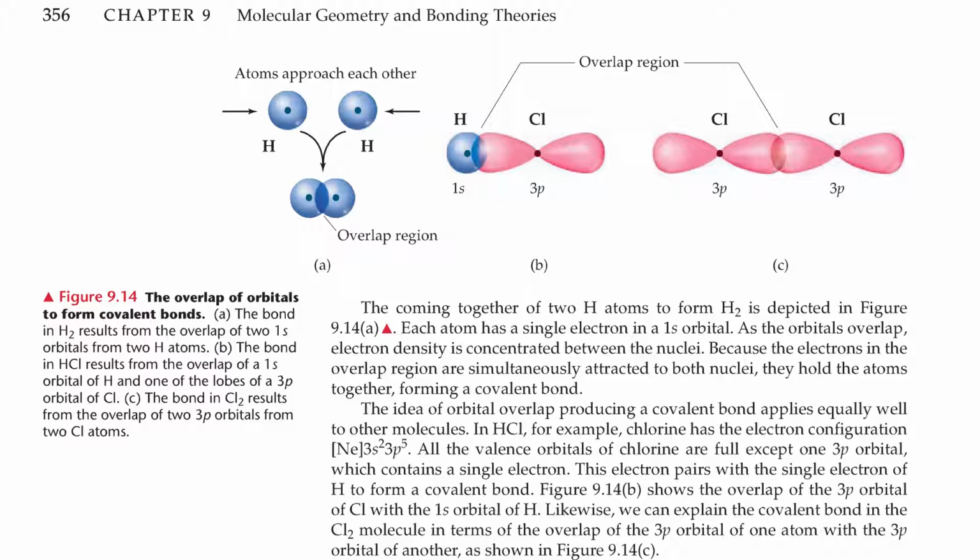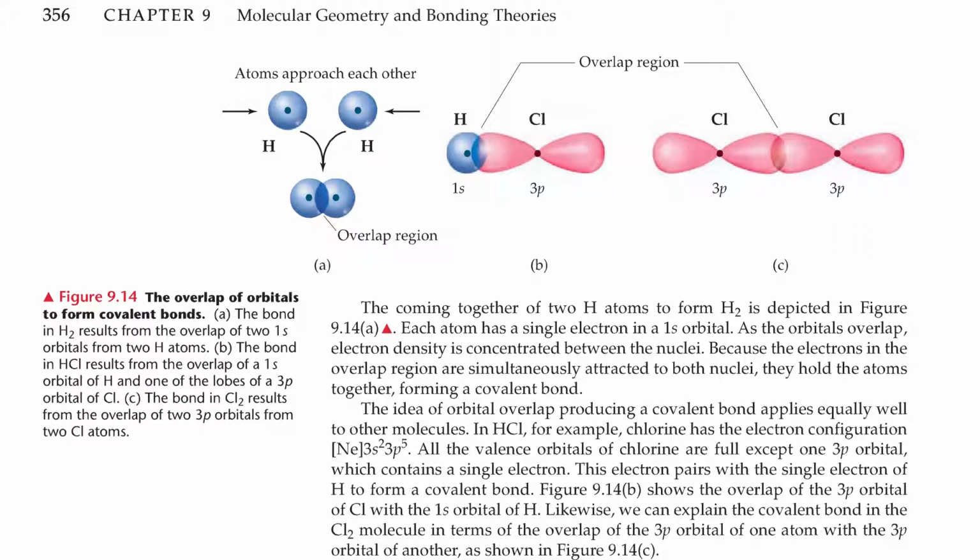The coming together of two hydrogen atoms to form H2 is depicted in Figure 9.14. Each atom has a single electron in the 1s orbital. As the orbitals overlap, electron density is concentrated between the nuclei. Because the electrons in the overlap region are simultaneously attracted to both nuclei, they hold the atoms together, forming a covalent bond. The idea of orbital overlap producing a covalent bond applies equally well to other molecules.